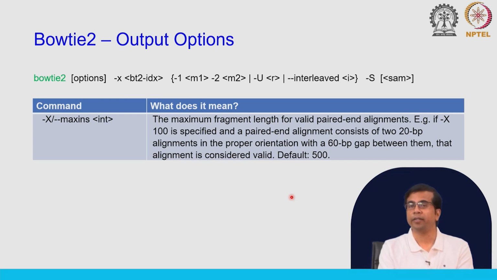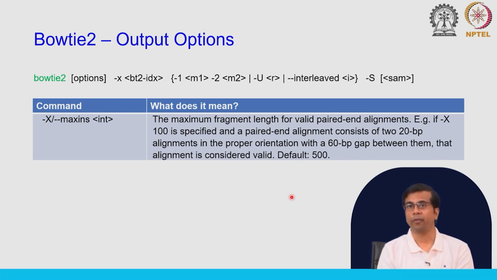The other one is minus x. Sometimes this one could be useful. This is the maximum fragment length for valid paired end alignments. If you say minus x is 100, what you are mentioning is that we will consider only 100 base pair fragments. We expect the fragments to be smaller than 100 base pairs and not bigger than those.